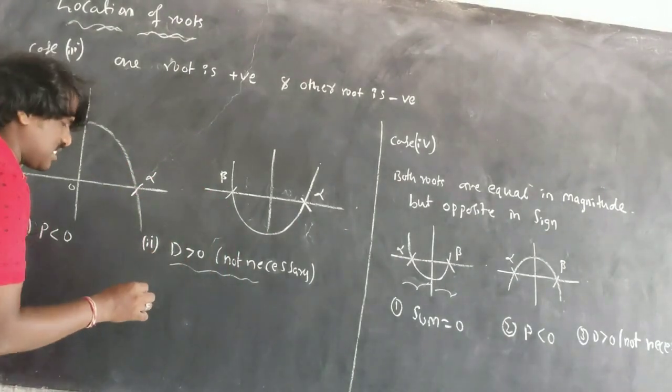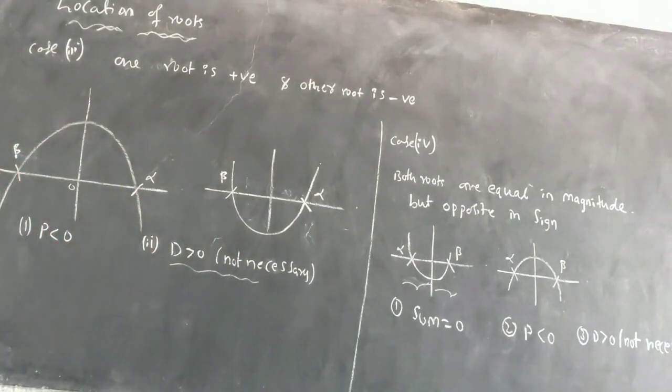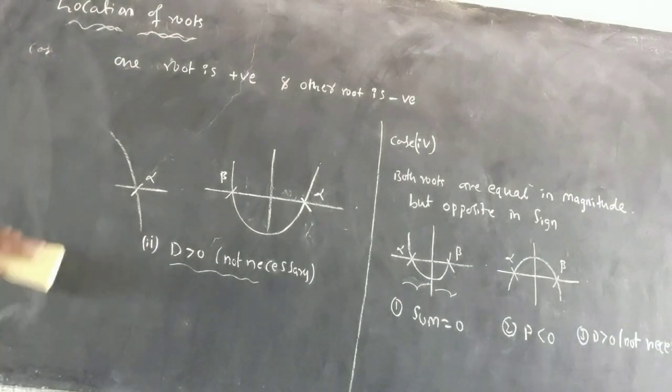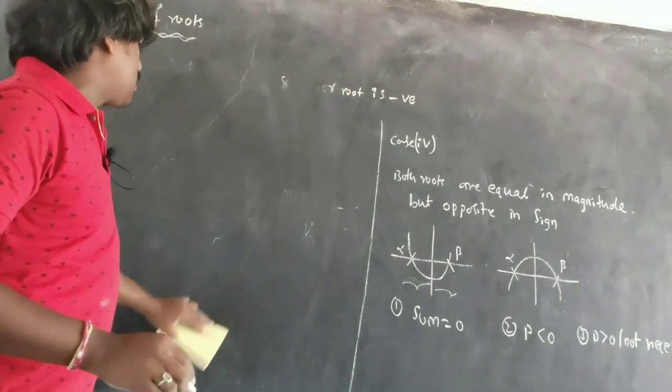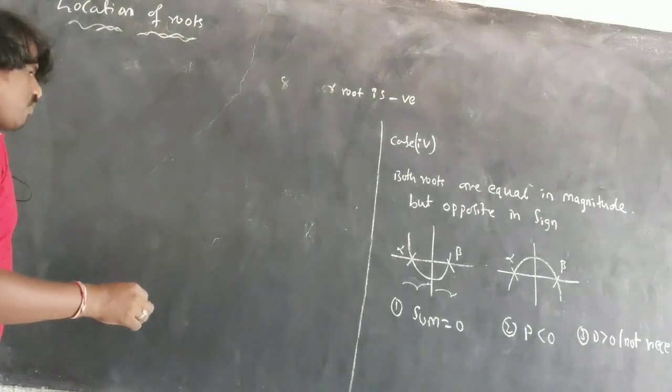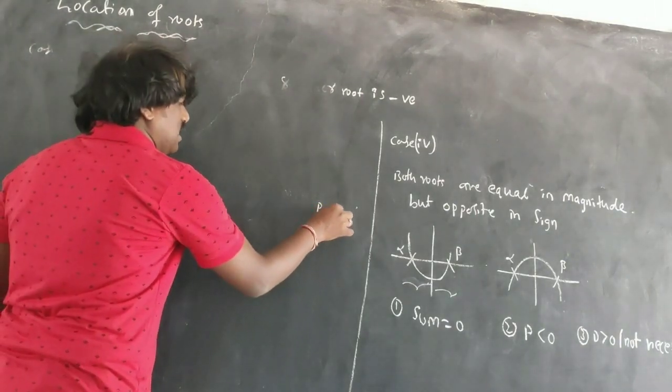For example, let us take an example to solve this question, to understand this concept. Let us take a simple example and let me explain what is here. So what is the case here? This is only p less than 0.